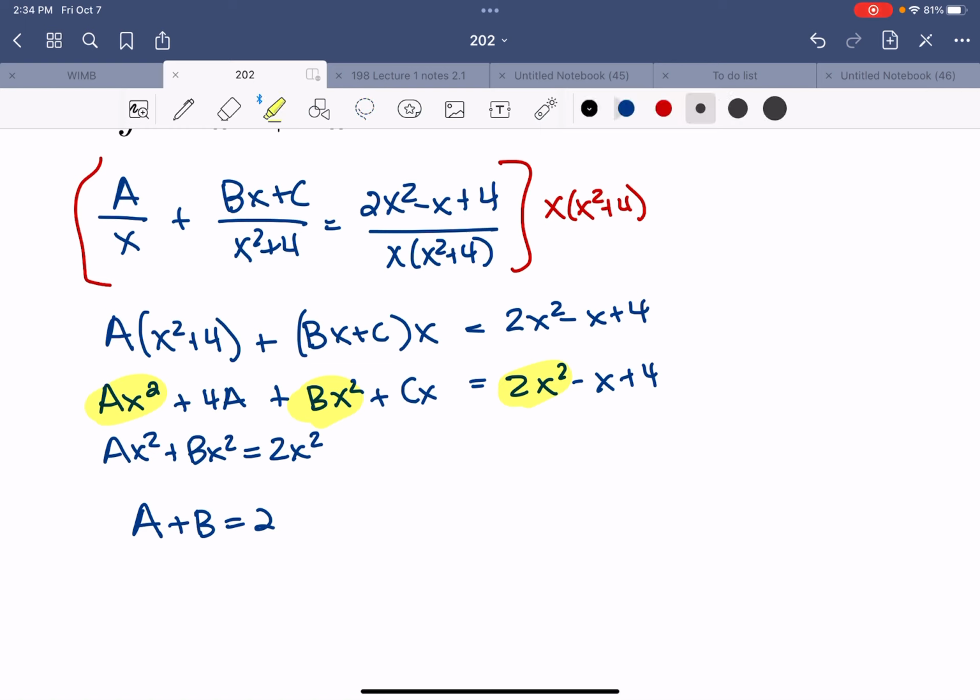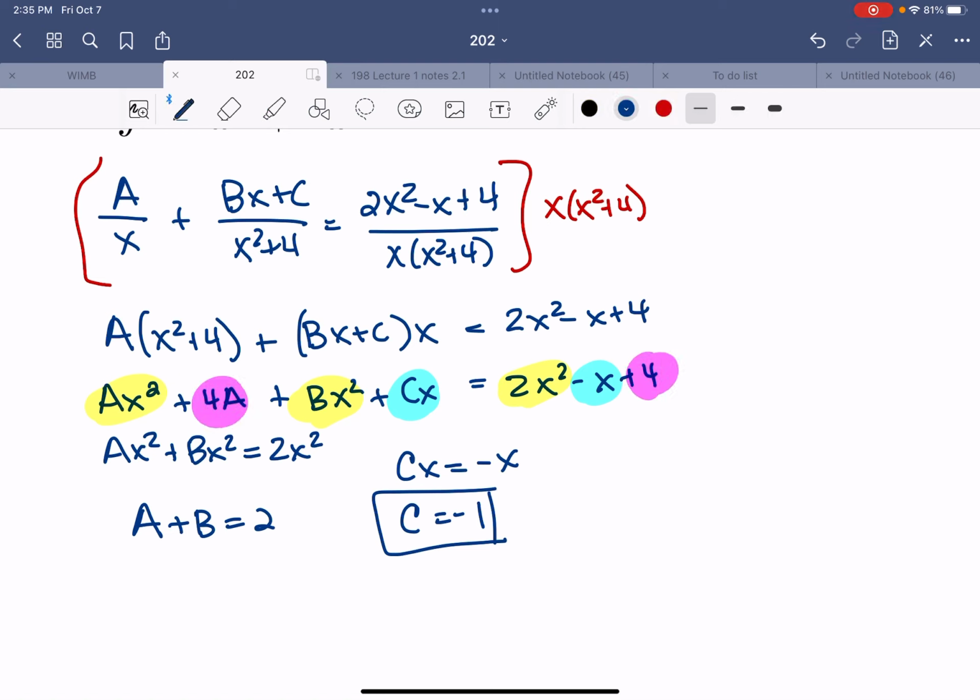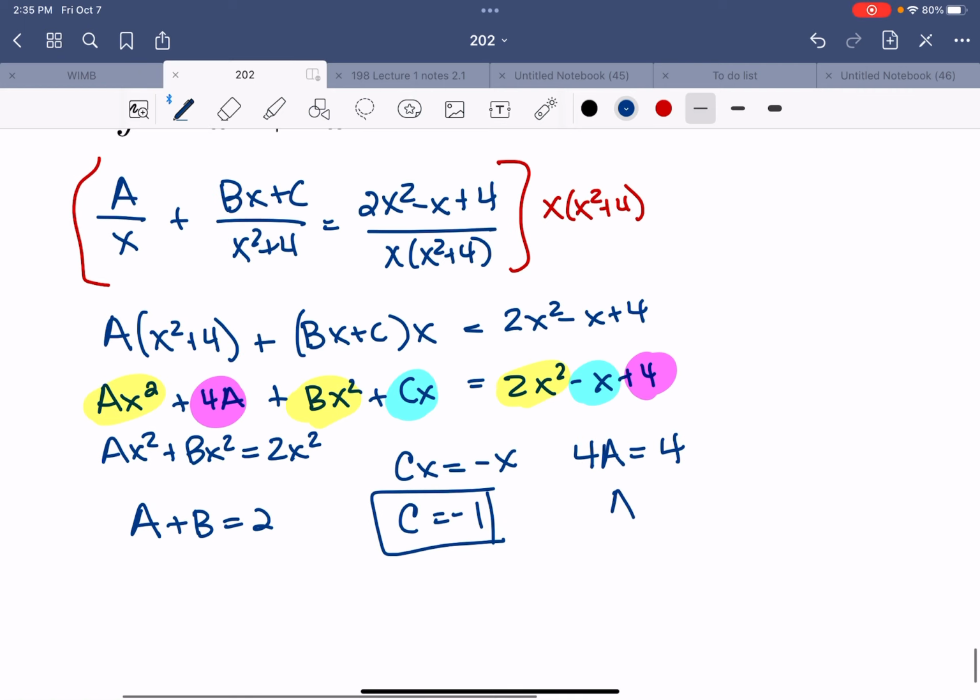Then I do the same thing with the next term. So I have an x term that has to be equal to this x term. So that tells me that the coefficients have to be equal. So cx has to be equal to negative x, or c has to be negative 1. So there's one of my values. And then lastly, I have a constant term 4a that has to be equal to 4. And so I will have that 4a equals 4. And if you divide through by 4, you get a is equal to 1. That gives me the a.